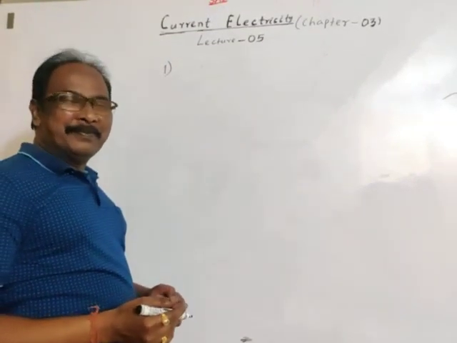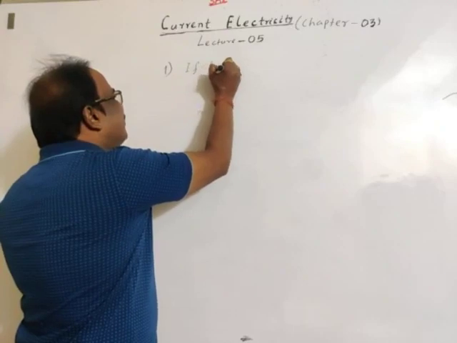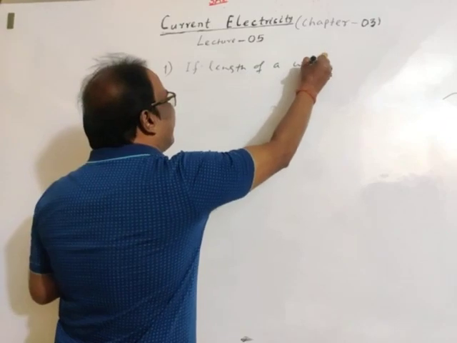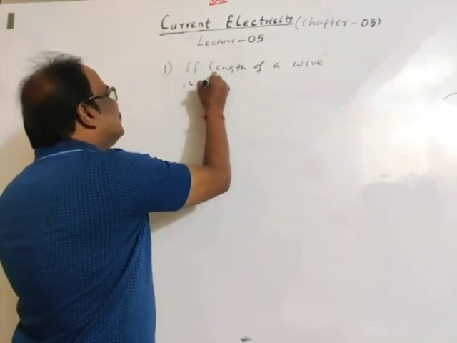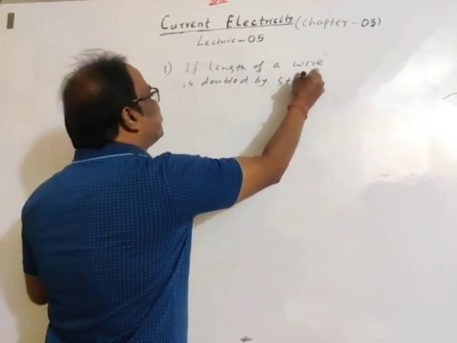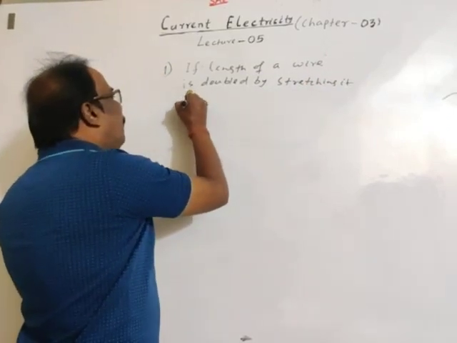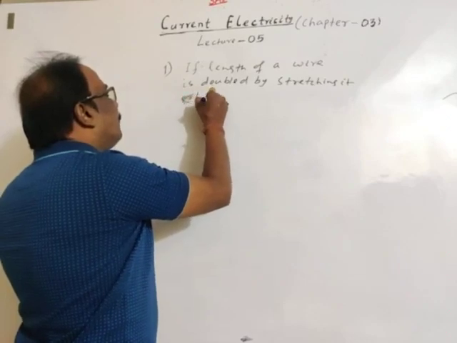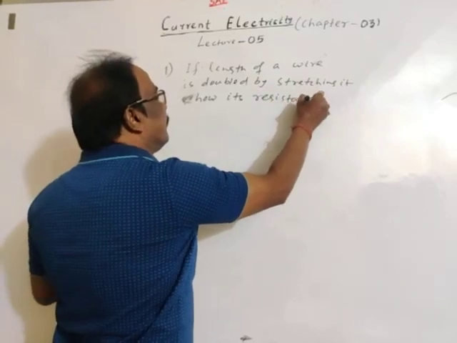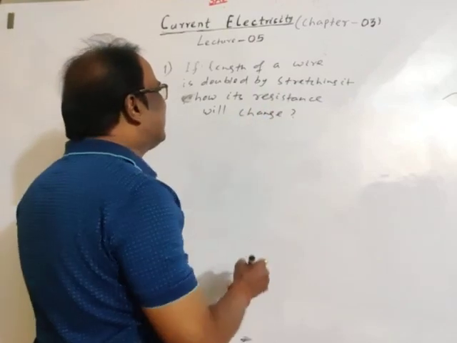The question is very simple. If the length of a wire is doubled by stretching it, how will its resistance change? I'm writing it in a simpler way.